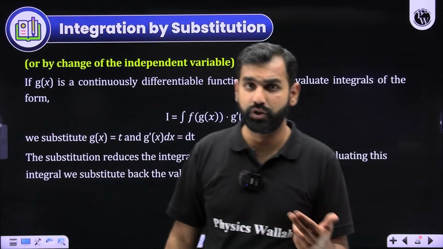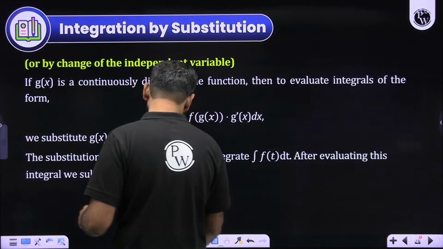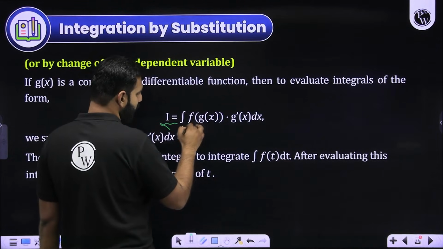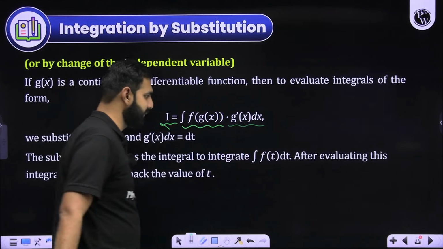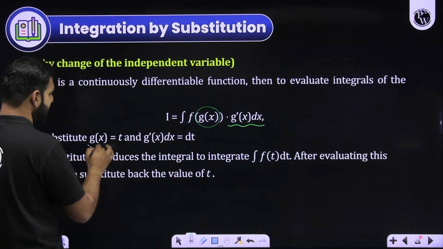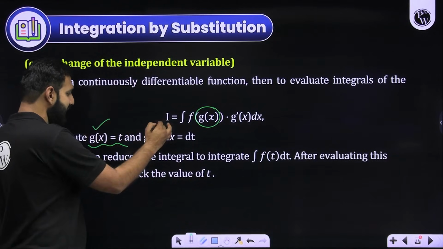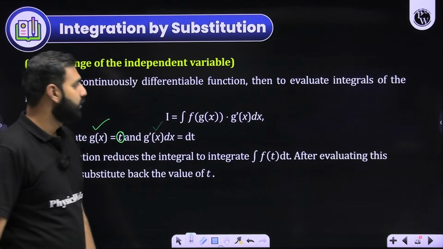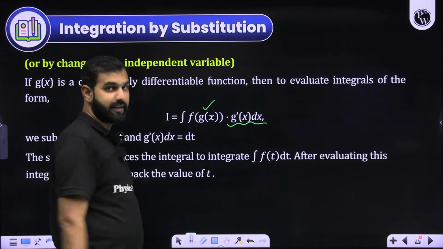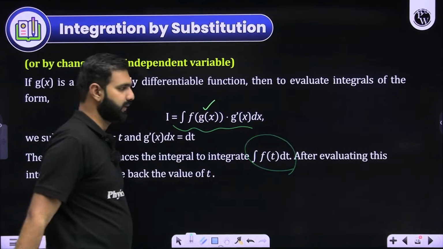Integration using substitution. How? The idea is pretty simple here, students. Let's say we are given something like this: integration of f of g of x times g dash x dx. Then what we do is we substitute this g(x) as t. So by using the chain rule, will I not say that g dash x dx will be equal to dt? So this g dash x dx we replace by dt, and this g(x) by t. So what we get is the integration of f(t) dt. Did you get that part?